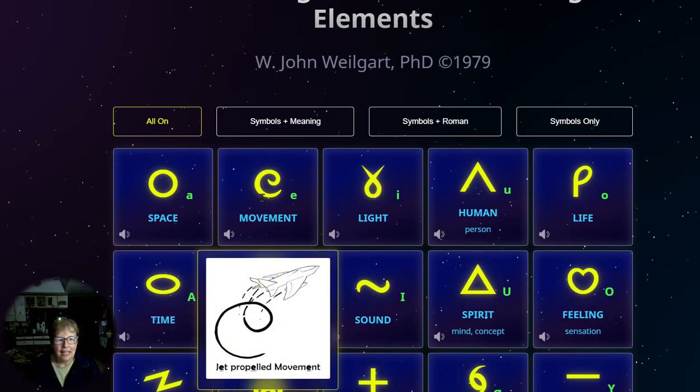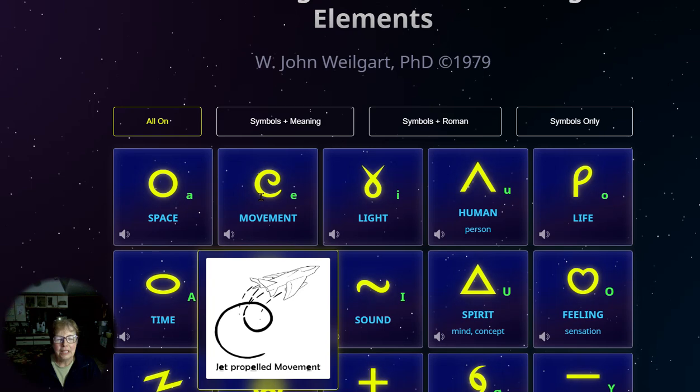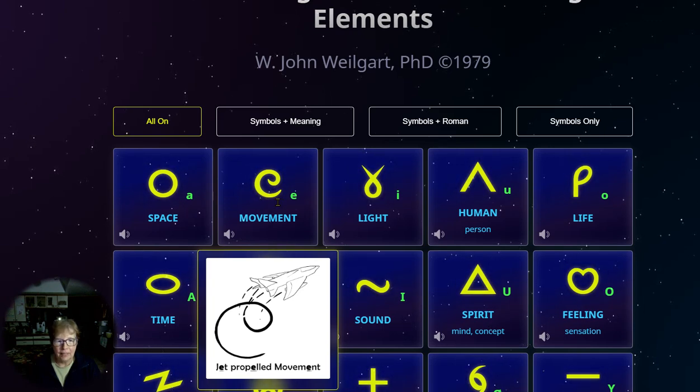And then we have E, jet-propelled movement. So E means movement. It's like a spiral, like a spiral nebula.